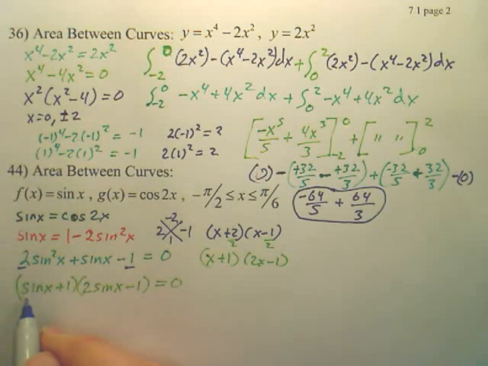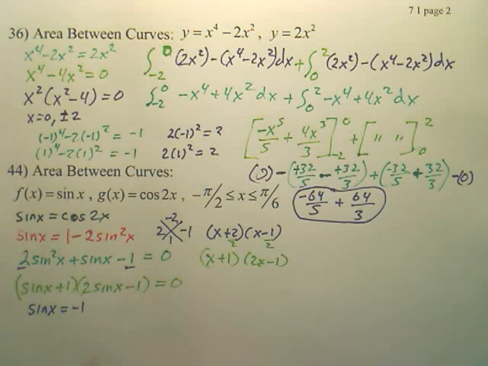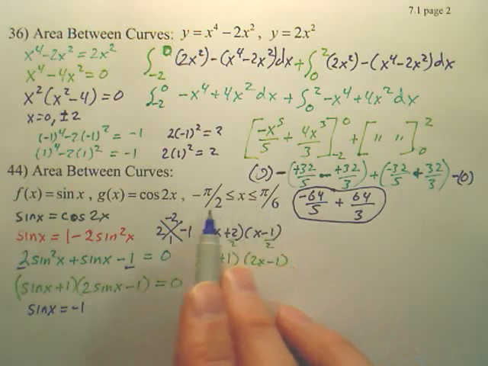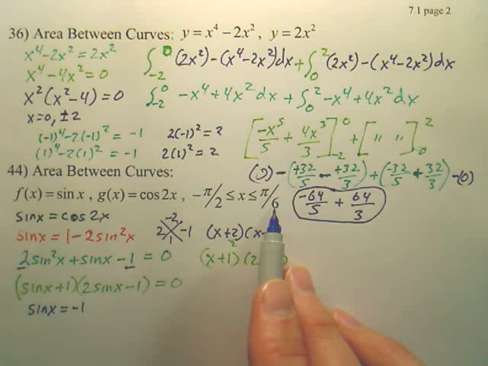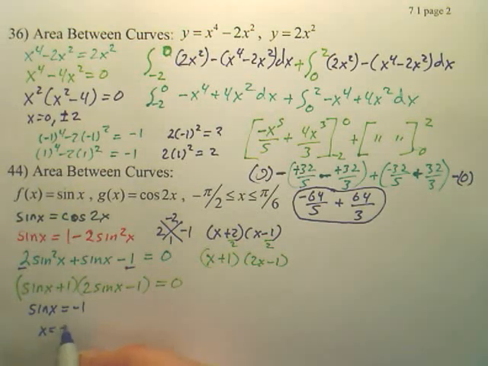Now, when does sine x equal negative 1? In this interval, counting the edges, is it this one right here? And is it this one? Or is it just this one? So this one is x equals negative pi over 2.